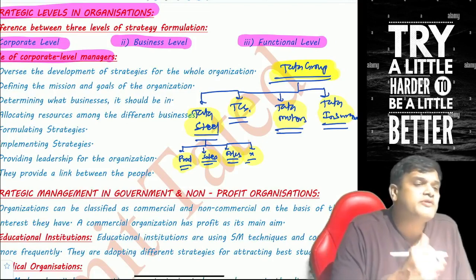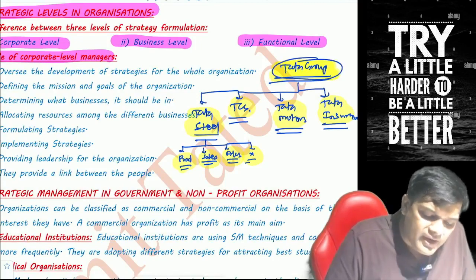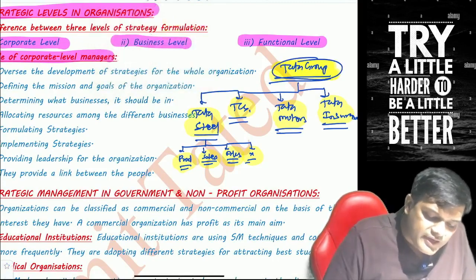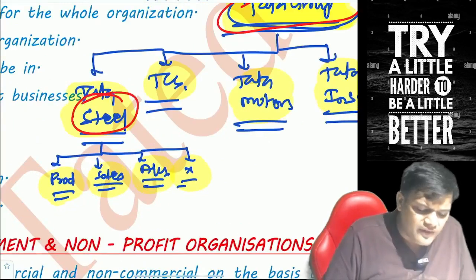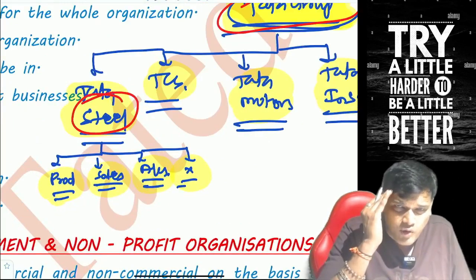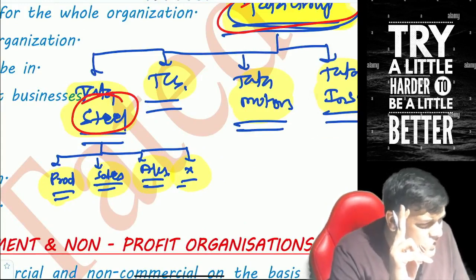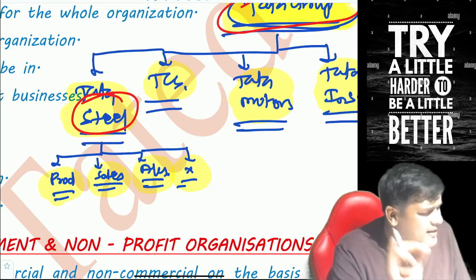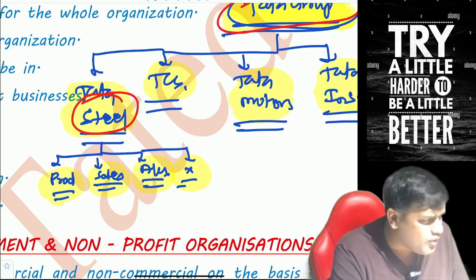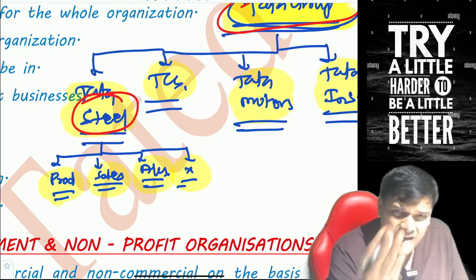Sir, why should we not mix them with top, middle, lower? The reason is simple. If you say Tata Group is top level and Tata Steel is middle level, do you think you are going wrong? Tata Group will have a CEO, Chief Executive Officer. Even Tata Steel has a CEO. Even Tata Consultancy has a CEO, which has changed. Just last month, the Tata Consultancy Services CEO resigned. Now please understand, is this CEO middle level management?